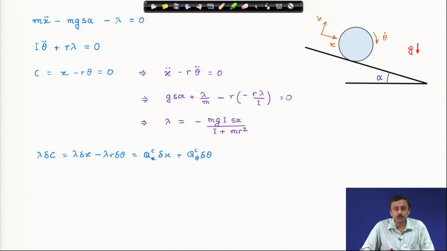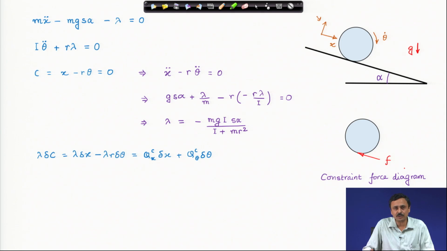and that must be equal, in terms of our generalized constraint forces, to the generalized constraint force in the x direction times delta x, which is the work done by that generalized force, plus the generalized constraint force in the theta direction times delta theta, which is the virtual work done by the force component corresponding to the theta direction. And now I compare and find out what these forces are, and we also have to look at which is that force which is maintaining this rolling condition. This is the friction force.